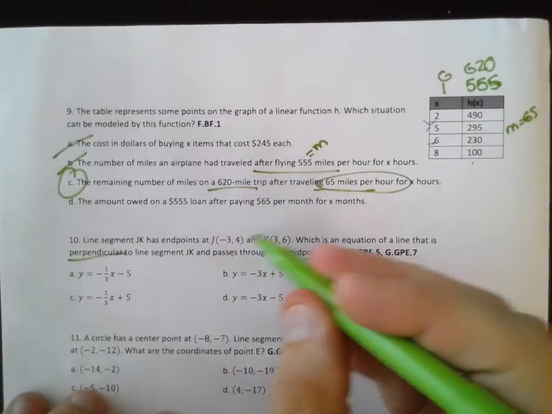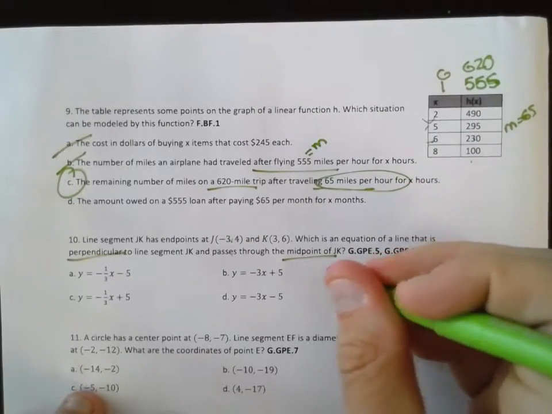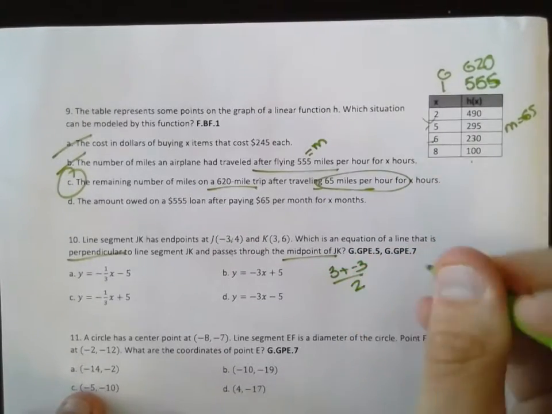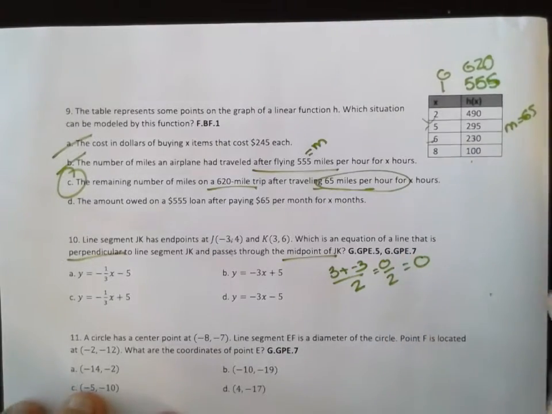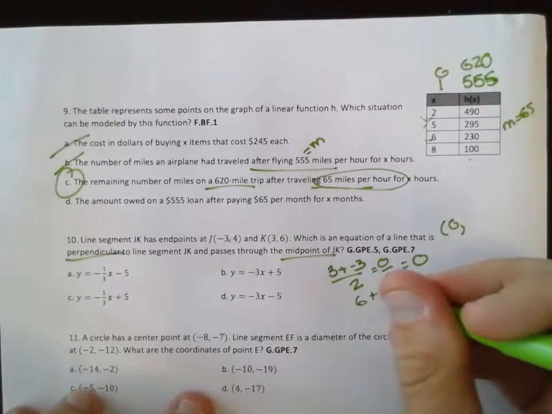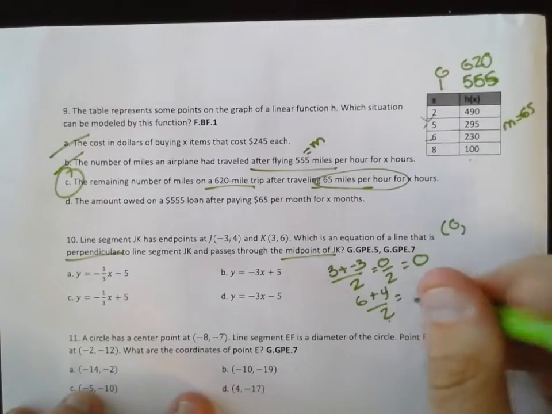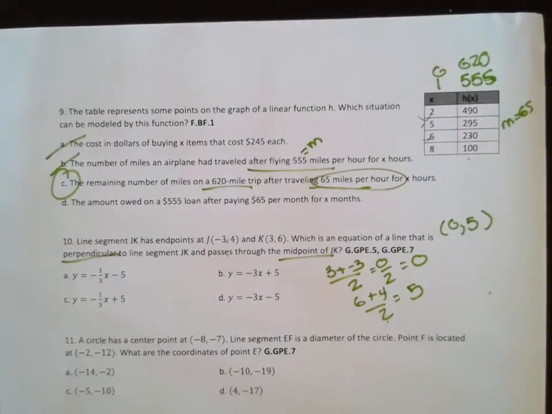So 3 plus -3 divided by 2, well, that's just 0 over 2, which is 0. So my x-coordinate is 0. My y-coordinate, 6 plus 4 divided by 2, that's 10 divided by 2, that's 5. So it's going through 0, 5.